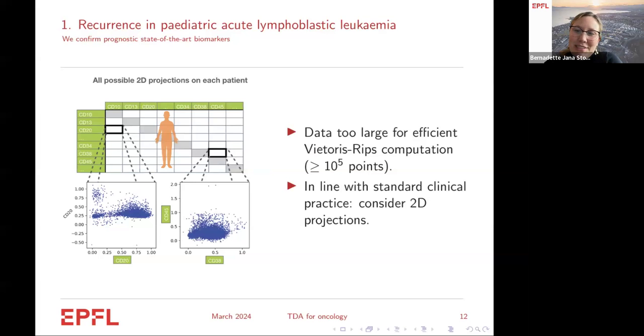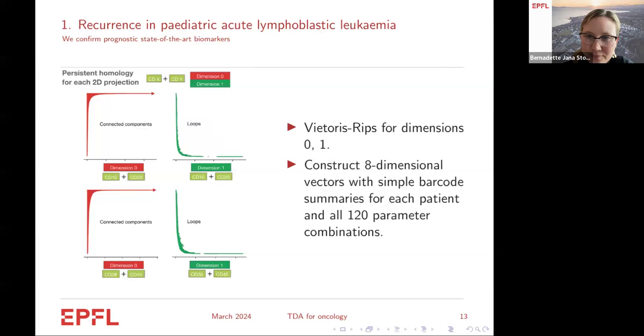So the first thing that we wanted to do, we had this lovely 16-dimensional point cloud, and we wanted to stick it directly into Vietoris-Rips to not go via 2D projections, which is done in the standard analysis of these data sets. And then we quickly realized that these data sets were far too big for a full Vietoris-Rips computation. And so we decided that in a first step, we would go in line with standard clinical practice and just consider 2D projections and run Vietoris-Rips on these to just get simple barcode descriptors and see if we were even able to pick up anything in these 2D projections.